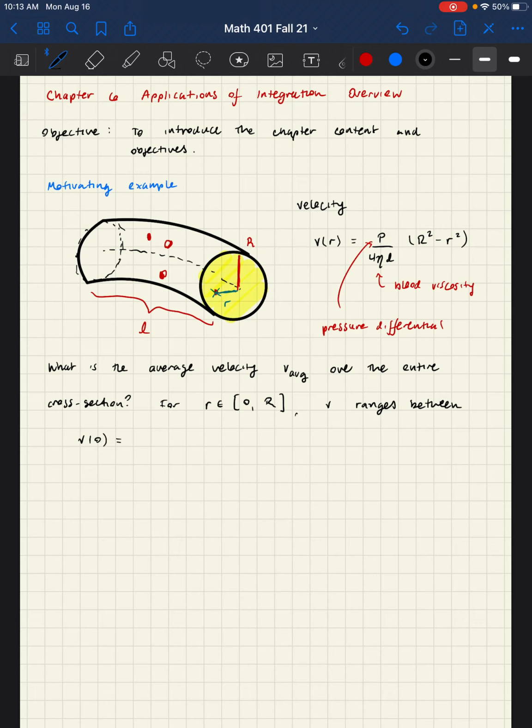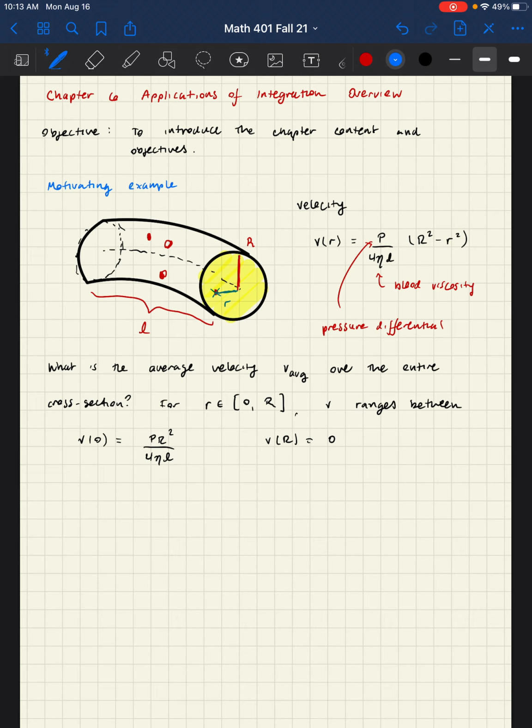V of 0, so if you just plug in 0, you get P capital R squared over 4 nu L, and V of capital R, where capital R squared minus R squared is 0, you just get 0. This makes sense: the velocity of any blood cells along the wall of the blood vessel is 0, so it's not moving. But in the middle, we suspect it's maximized. As for the average velocity, we're going to figure out a technique to determine this using integration.